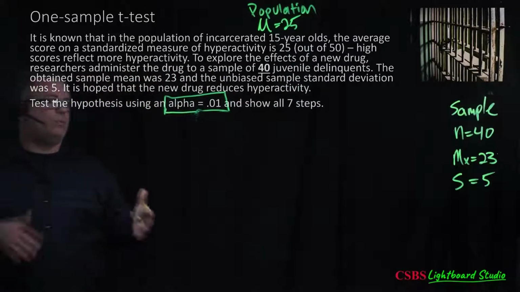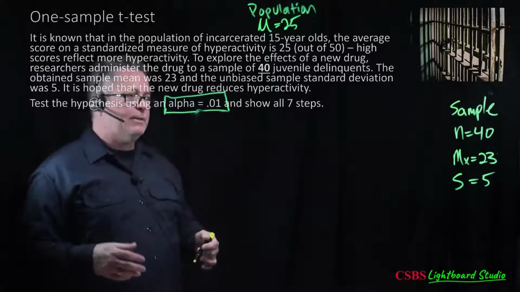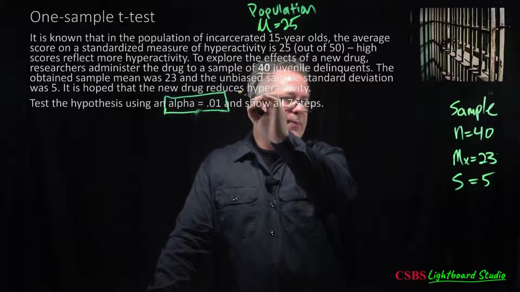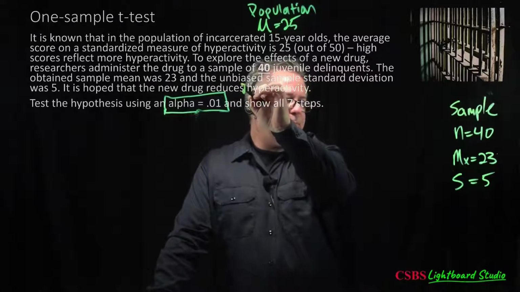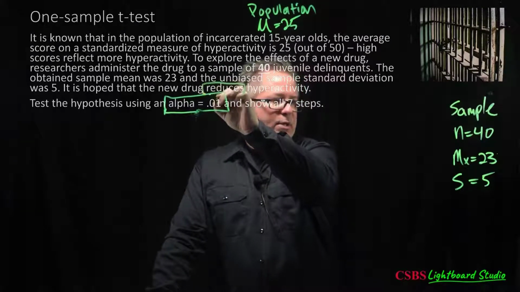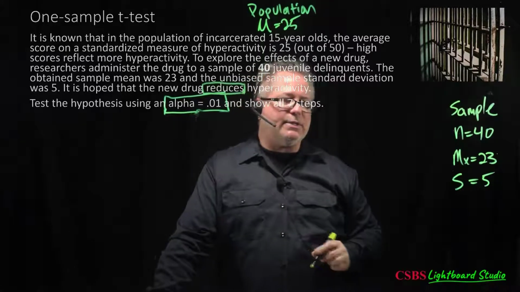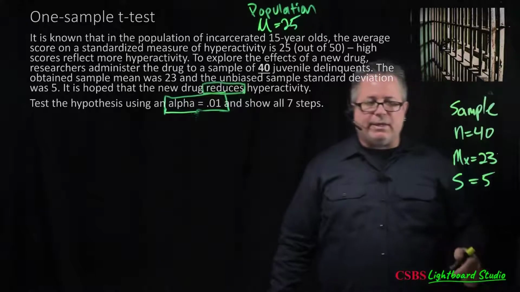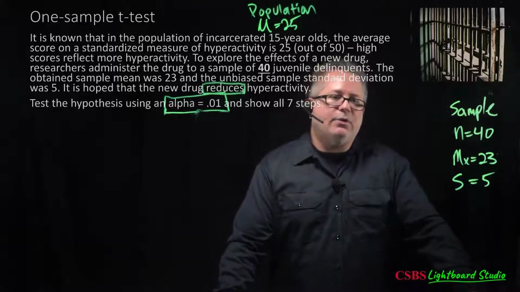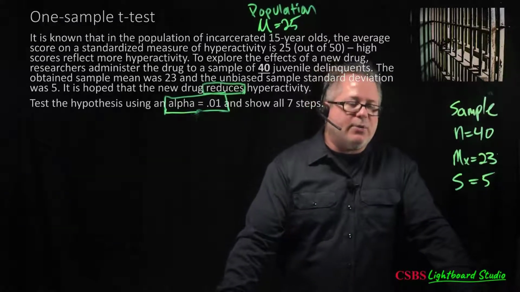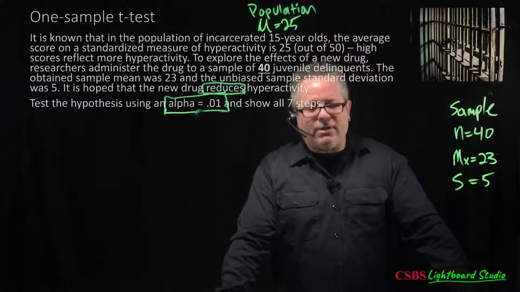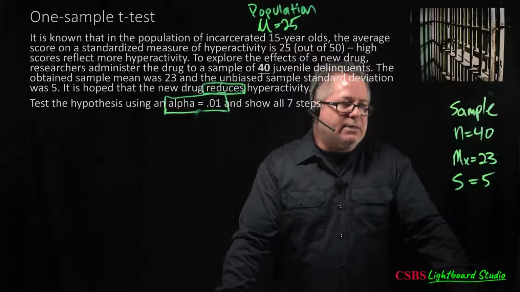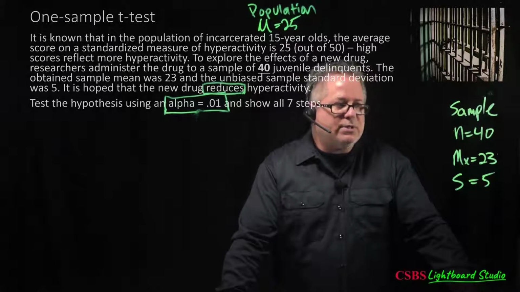So what other words should I look for in here? It says, it is hoped that the new drug, here's another big word, reduces. Reduces indicates direction. Had this said something like the new drug changes hyperactivity, or has an impact on hyperactivity, those kinds of words may lead you to think about a two-tailed test. The fact that it just has reduces, right?